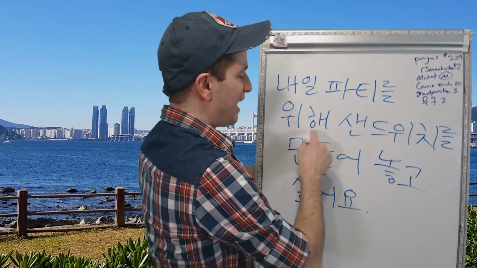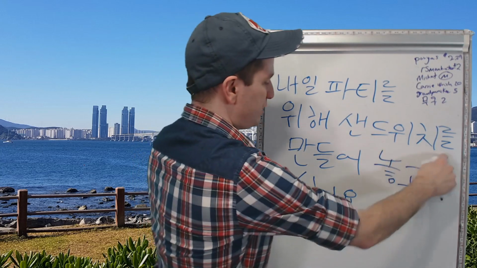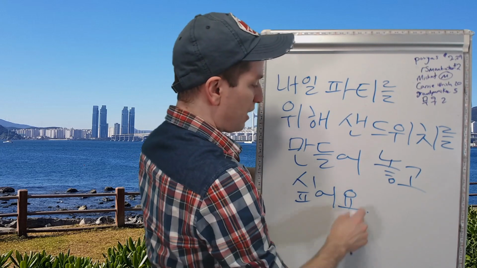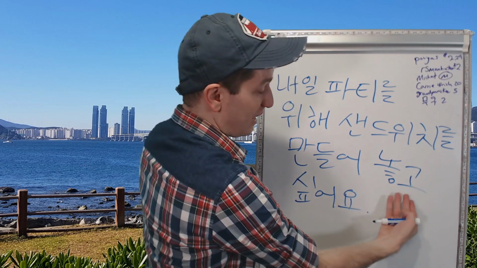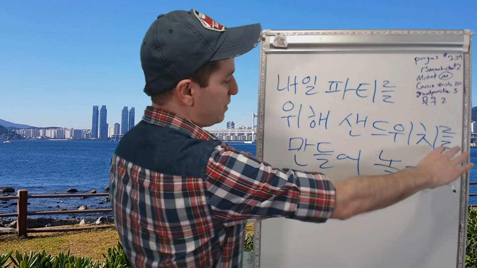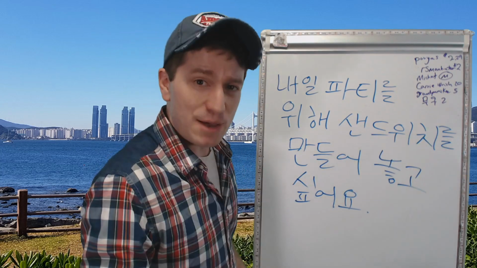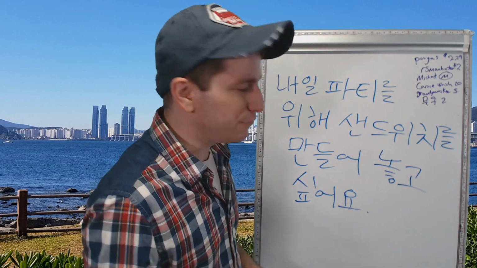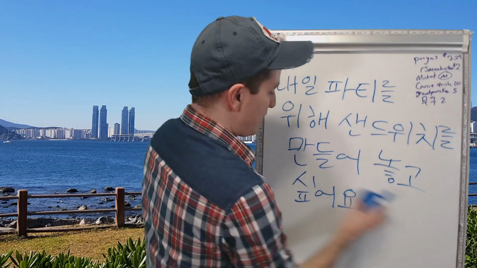내일 파티를 위해, for the party tomorrow, 샌드위치를 만들어 놓고 싶어요. I want to make some sandwiches in advance in preparation for the party tomorrow. 내일 파티를 위해 샌드위치를 만들어 놓고 싶어요. I want to make some sandwiches in advance or in preparation for the party tomorrow. Let's do our next sentence.